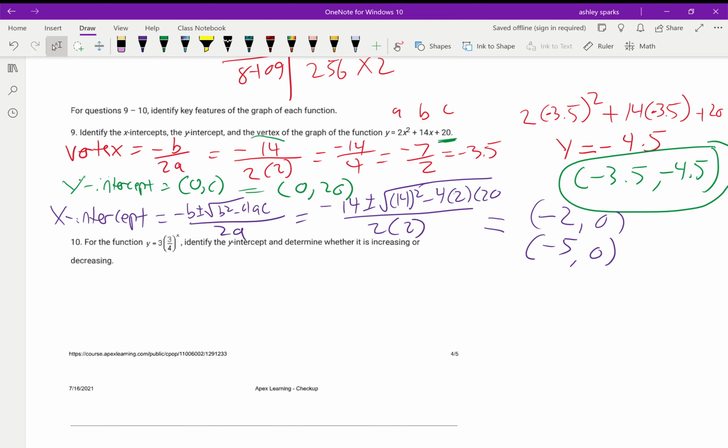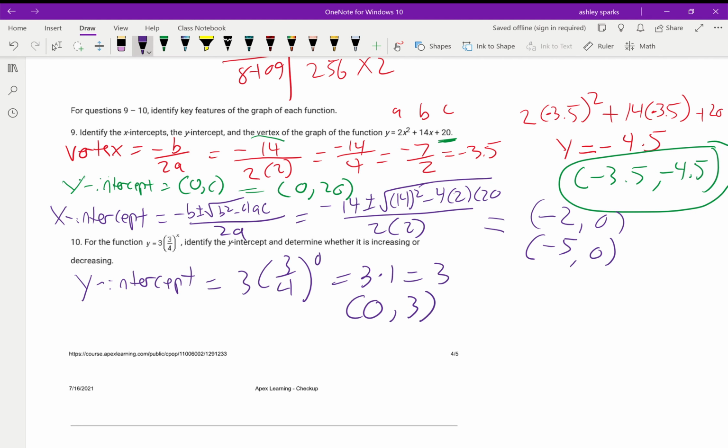And then our last one is just reviewing our different parts for our exponential functions. It says identify the y-intercept. Remember, y-intercepts are just the value at 0. So y-intercept is going to equal 3 times 3 over 4 to the x. Replace x with 0. Well, anything to the 0 power is 1, so we get 3 times 1, which is just 3. So our y-intercept, the point where x is 0, is 0, 3. So that's a pretty easy one to calculate.